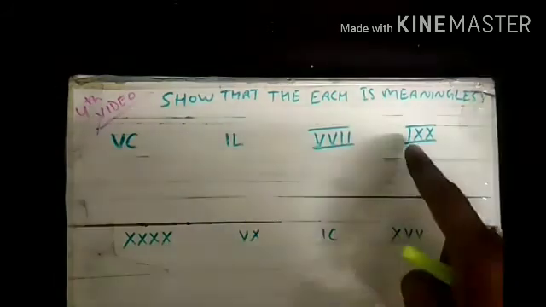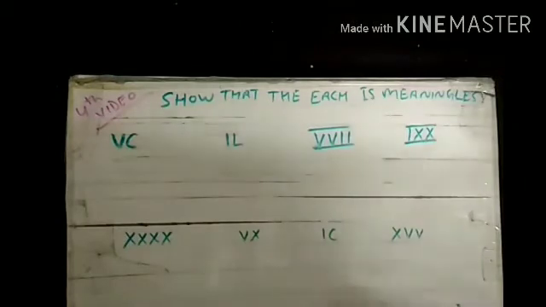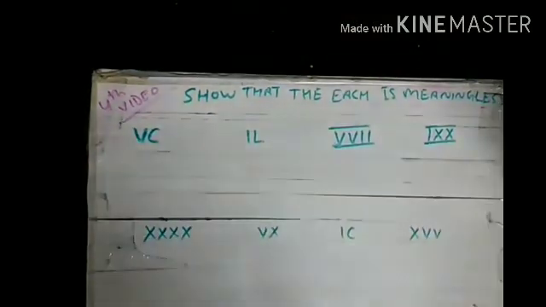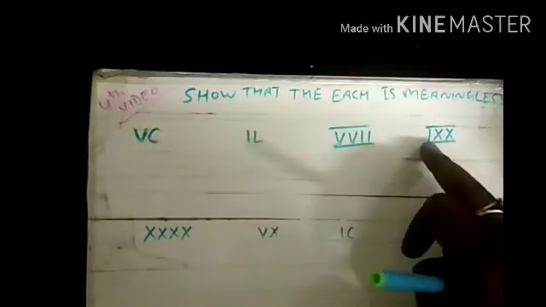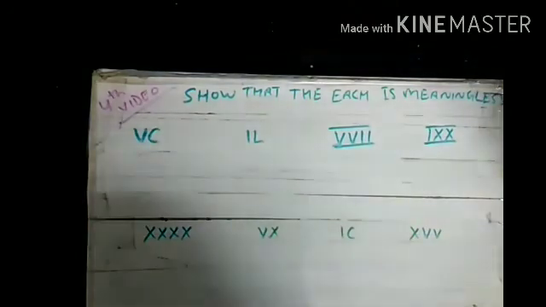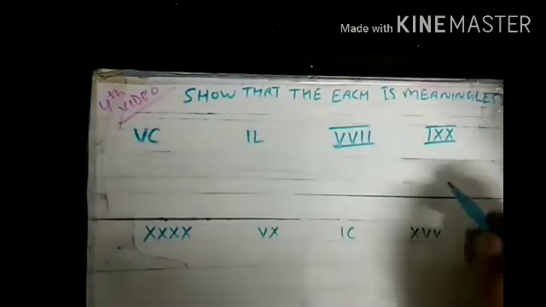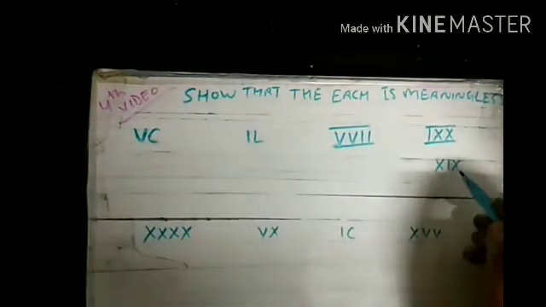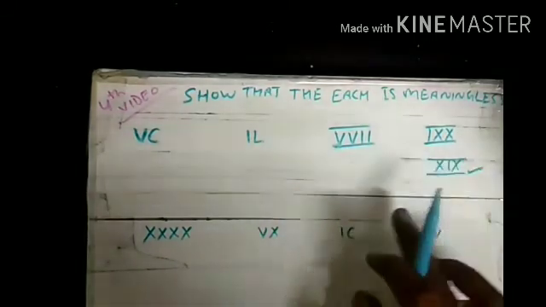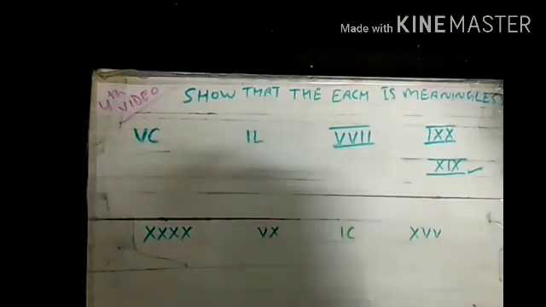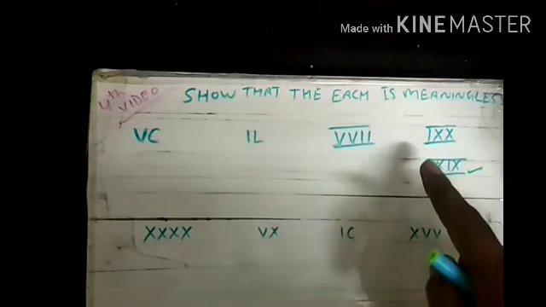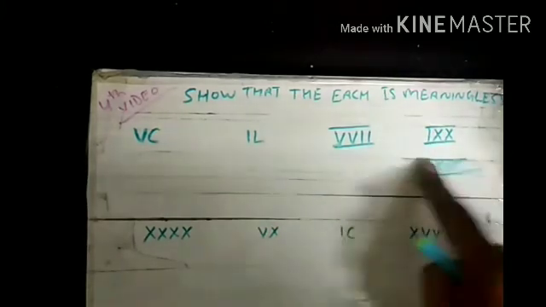Now here IXX. Here it is being written that 9 is subtracted from 10, but that does not happen. If we want to write 19, then we will have to write XIX. This is right, but the other is wrong. The reason is that 9 cannot be subtracted from 10.